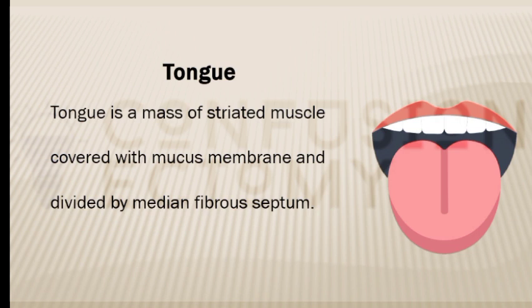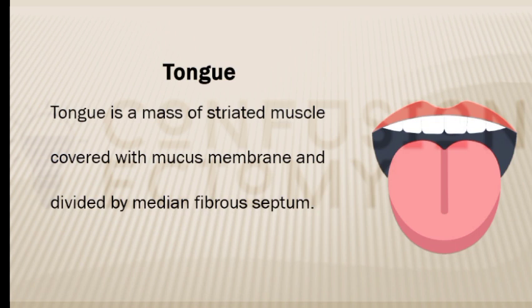In this lecture we will study a detailed view of the muscles of the tongue, their origin, their insertion, their nerve supply, the papillae present on the tongue, the arterial supply of the tongue, and the innervation of the tongue.